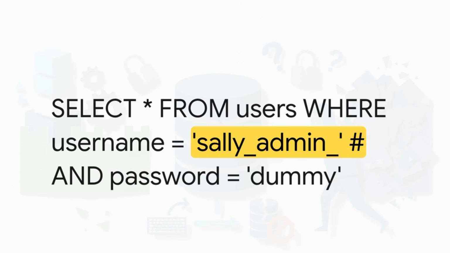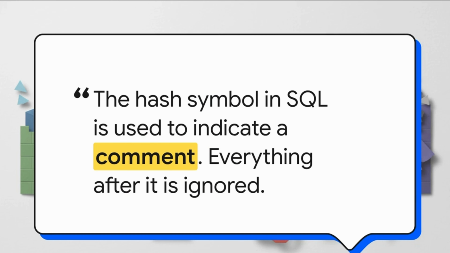But he follows it with a single apostrophe and then a hash symbol. That apostrophe dynamically manipulates the structure of the database query. It basically tricks the system into thinking the username string is totally finished, and then he drops in the hash. And here is the fatal flaw. In SQL, the hash symbol indicates a comment. Everything after it is completely ignored by the database.